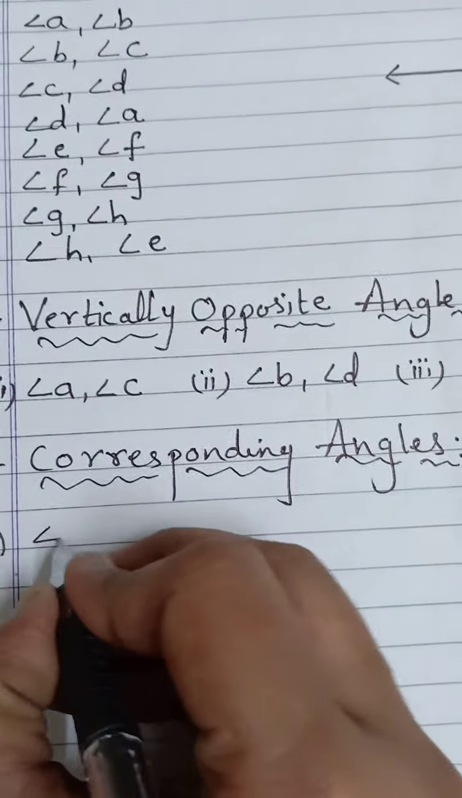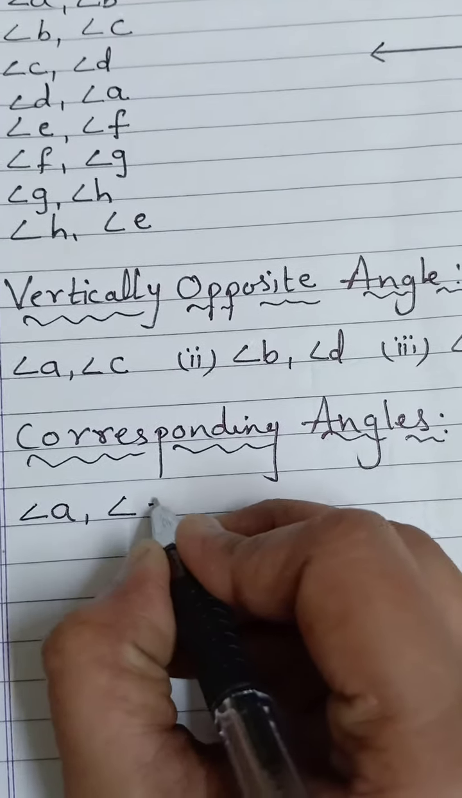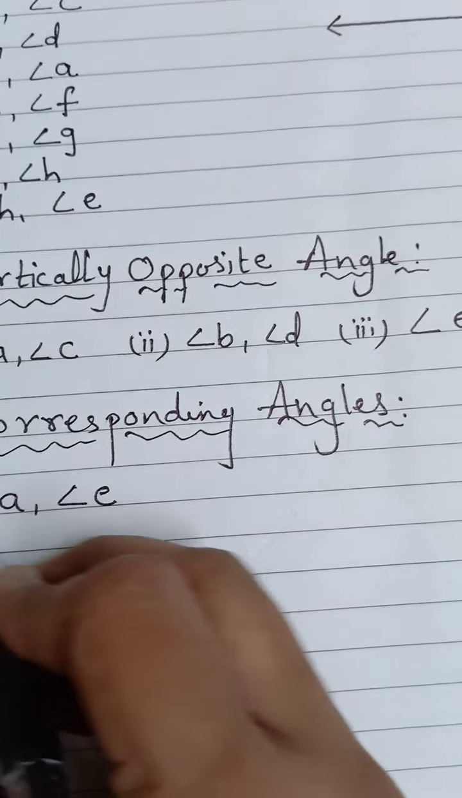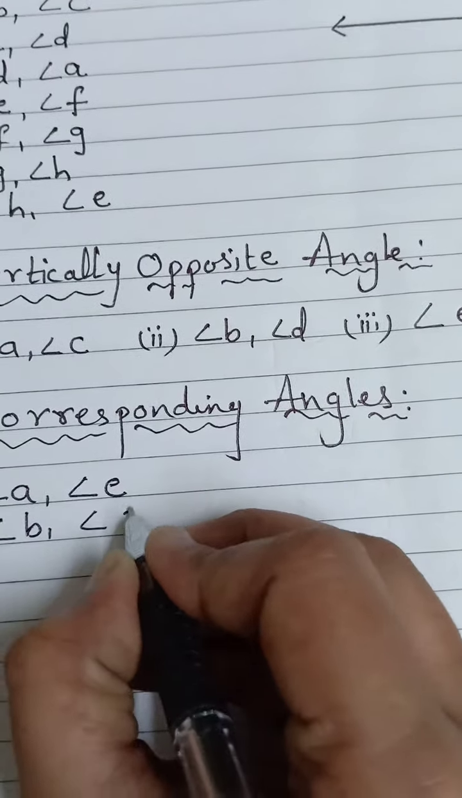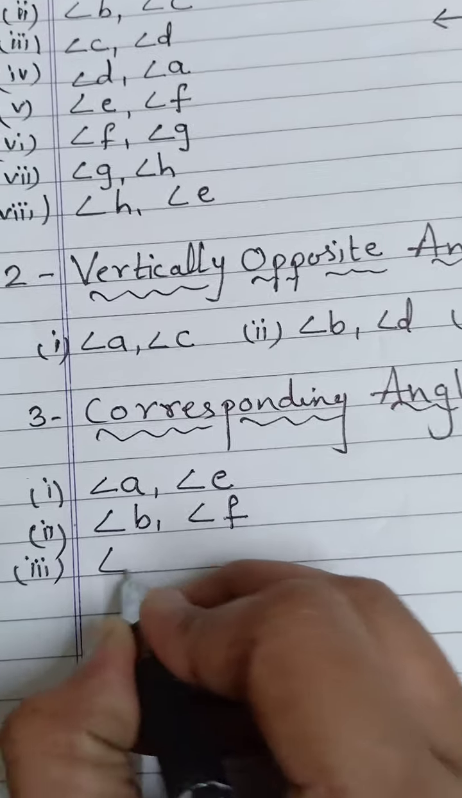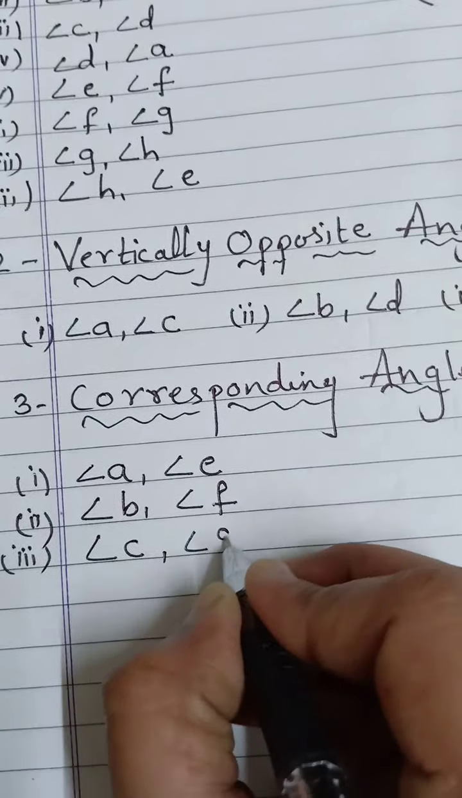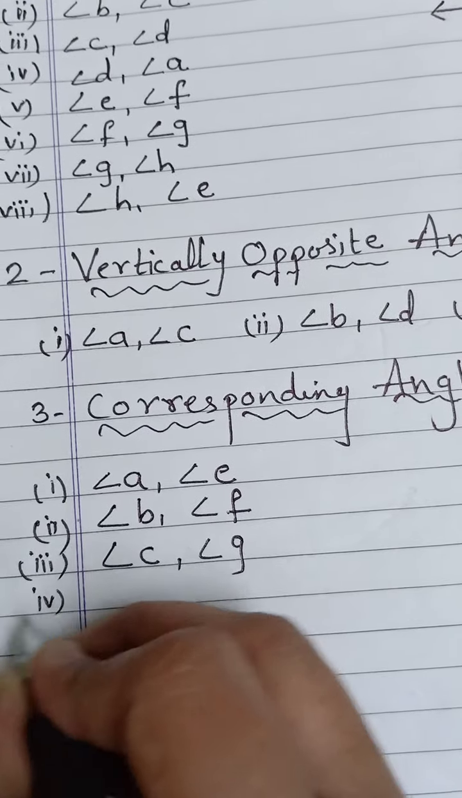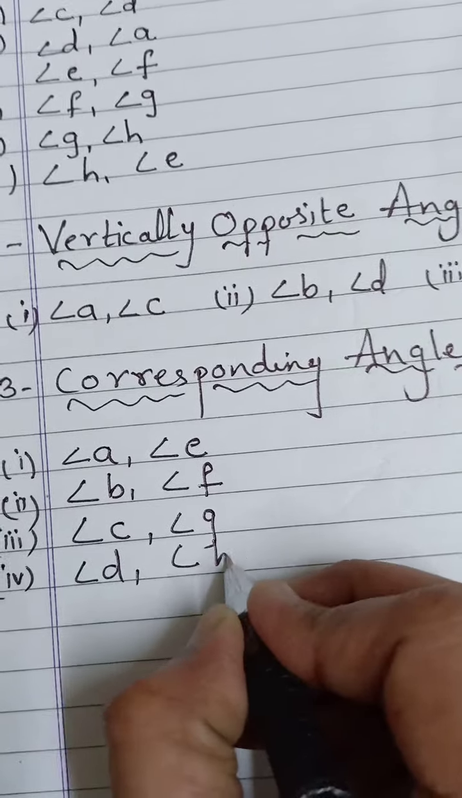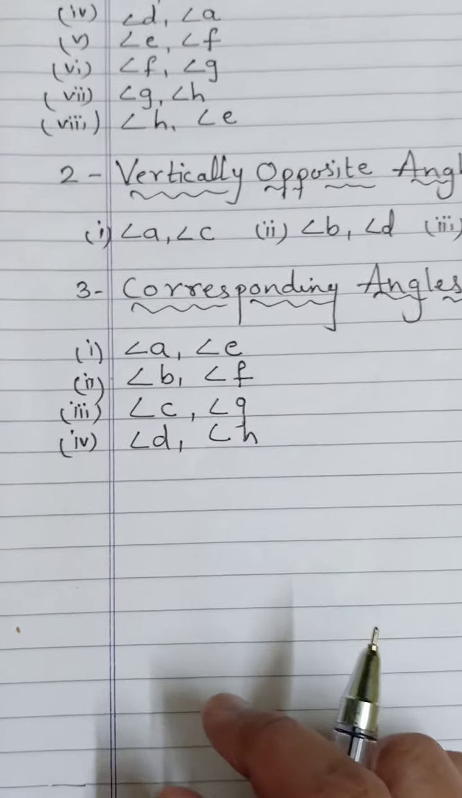So we will write angle A, angle E. Then the second pair we can write angle B, angle F. Then we can write the third pair, that is angle C, angle G. Then the fourth pair, that is angle D and angle H. So in this way we have got 4 pairs for corresponding angles.